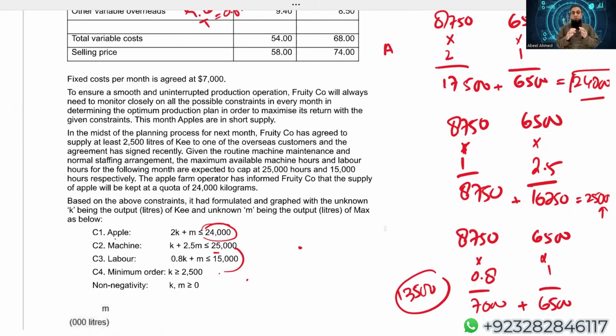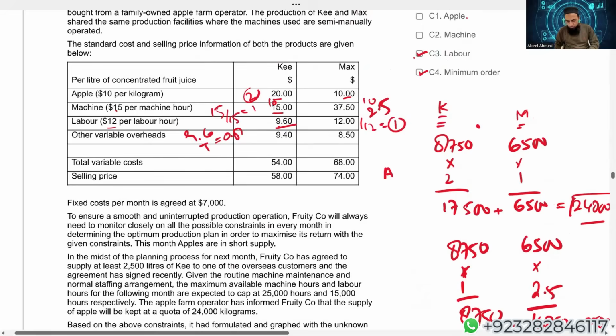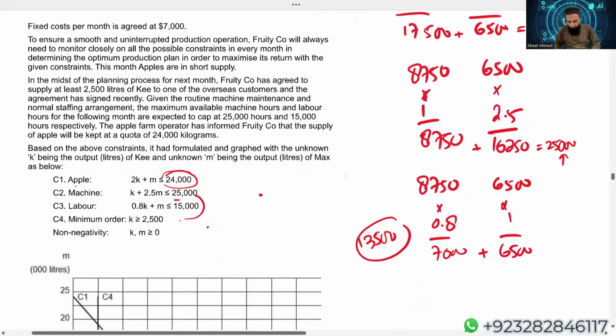If you're not utilizing all the labor hours, it means when it comes to labor hours, the shadow price is zero. The issue of shadow price only arises when you have utilized all of your available resources. The production mix which we have chosen is not using all of the available labor hours. So we have already found the answer, but that was a proof. C3, C4 is your answer.